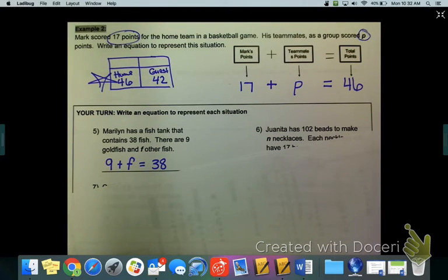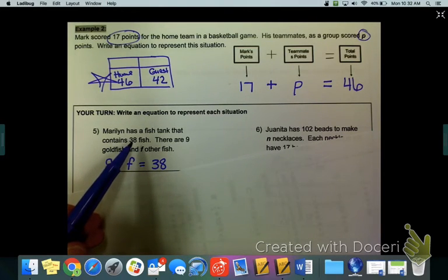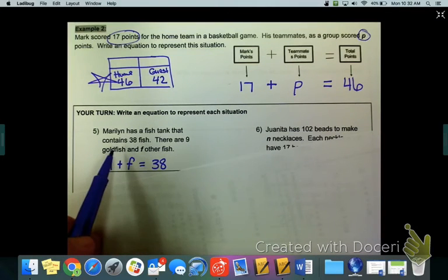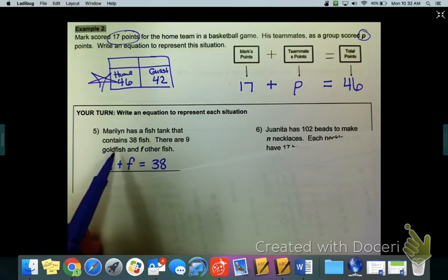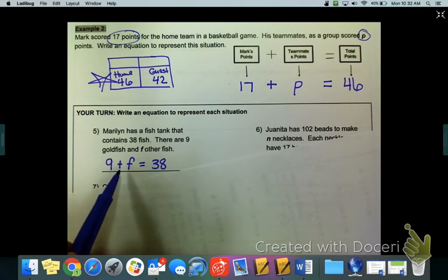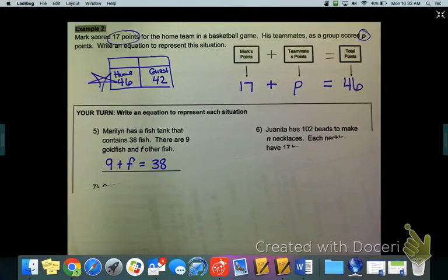All right, let's see how you did. The first one, Marilyn has a fish tank that contains 38 fish. I know that that's going to be the total number of fish. There are 9 goldfish and F other fish. So together, the goldfish and the other fish make up the total of 38. This would be an addition equation.